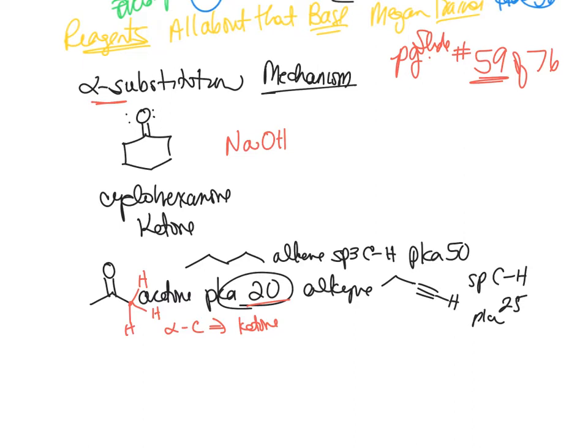Now why is that? Well, when you have a base and it abstracts that hydrogen, what is the conjugate base? It's resonance stabilized. See? Actually, we could draw this one down here. So electrons go there. So you have two resonance structures.